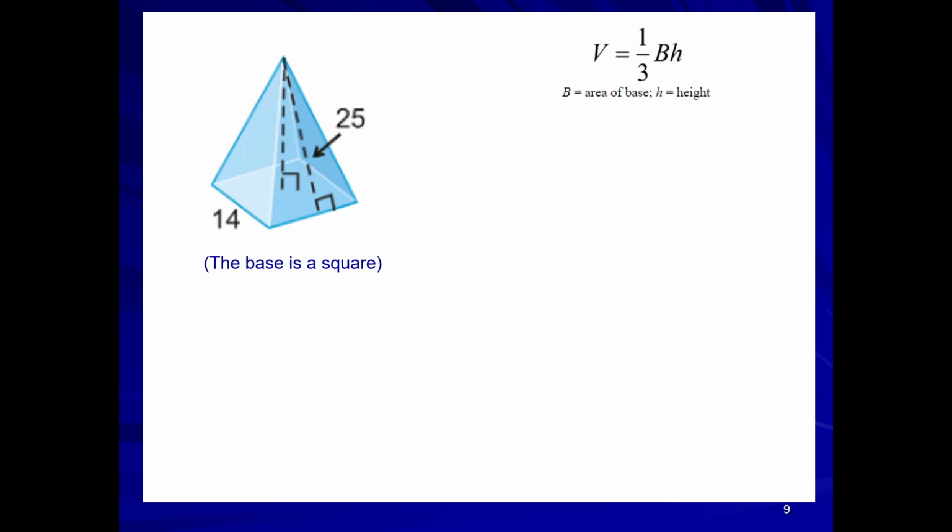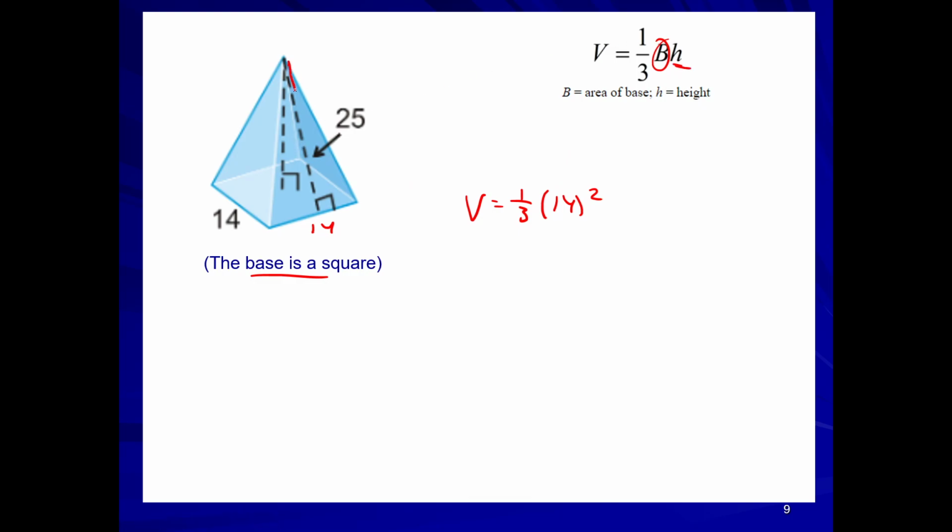All right, where things can get a little trickier is something like this. You're given a pyramid. The volume for a pyramid is almost like a prism, but we multiply it by 1/3. Okay, but you need the height of this thing. They're telling us the base is a square, so the area of the base, that's easy. That's just 14 squared, or 14 times 14. But we don't know the height, not yet.